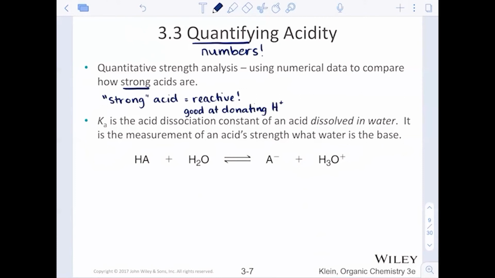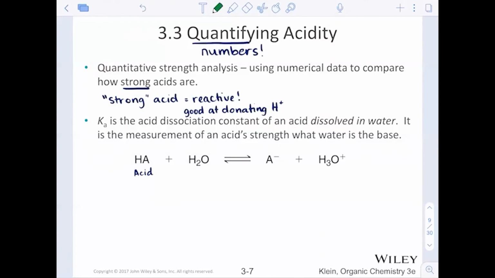So what does that actually mean in the grand scheme of things? It means that the bond between H and A, if we talked about this acid bond right here, is actually reactive. It's going to be easy to break. The proton wants to leave, right? Those are all different ways we can talk about the strong acid idea.